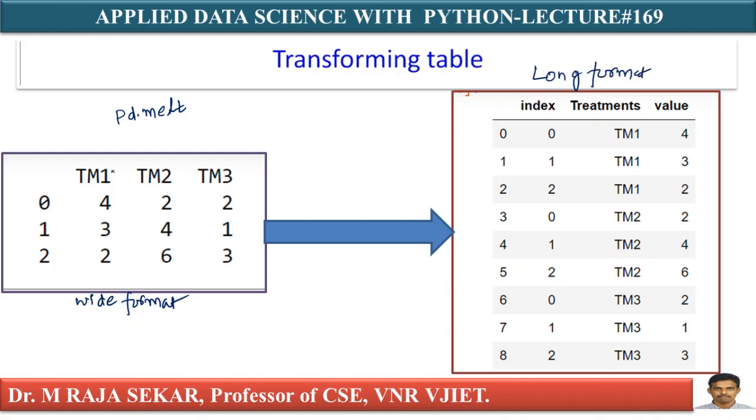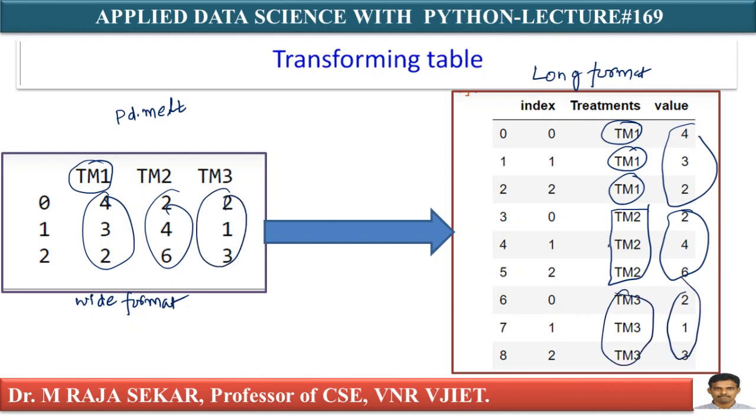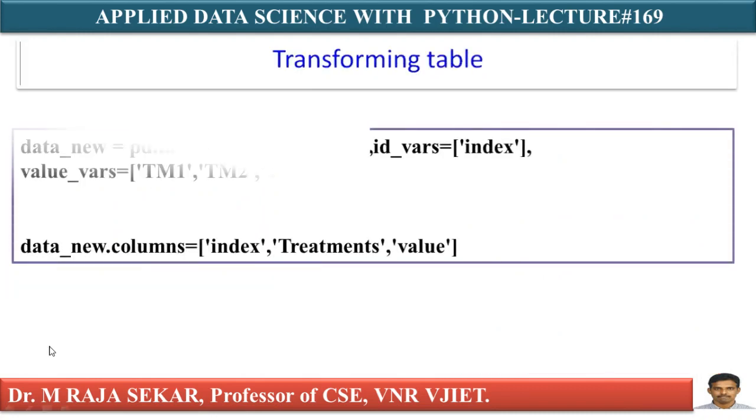Just see what is my teaching methodology 1. Teaching methodology 1 is here. What are the values? 432. Again, teaching methodology 2. What are the values? 246. Teaching methodology 3, values 213. These teaching methodologies are known as treatments, and these marks are known as values. To construct the Anova table, I need data in this particular format. How can I convert that one?